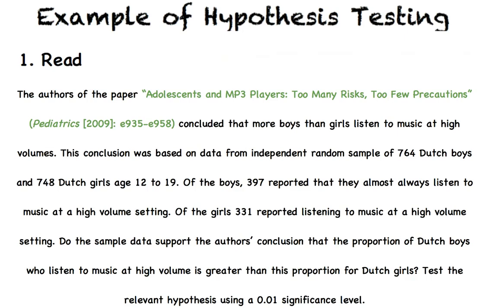The authors of the paper "Adolescents and MP3 Players: Too Many Risks, Too Few Precautions," Pediatrics, 2009, 123, e953, concluded that more boys than girls listened to music at high volumes. This conclusion was based on data from an independent random sample of 764 Dutch boys and 748 Dutch girls aged 12 to 19. Of the boys, 397 reported that they almost always listened to music at a high volume setting. Of the girls, 331 reported listening to music at a high volume setting. Do the sample data support the author's conclusion that the proportion of Dutch boys who listen to music at high volume is greater than this proportion for Dutch girls? Test the relevant hypothesis using a 0.01 significance level.